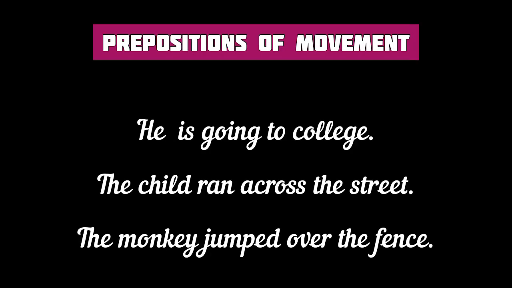Next, we have prepositions of movement or direction. For example, he is going to college. Here, the preposition to is showing the direction of the action going. The child ran across the street. Here, the preposition across indicates the movement or direction of the verb ran. The monkey jumped over the fence. Here, the preposition over shows the relation of movement between the act of jumping and the noun the fence.